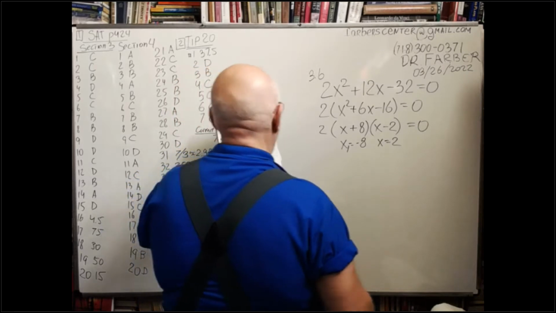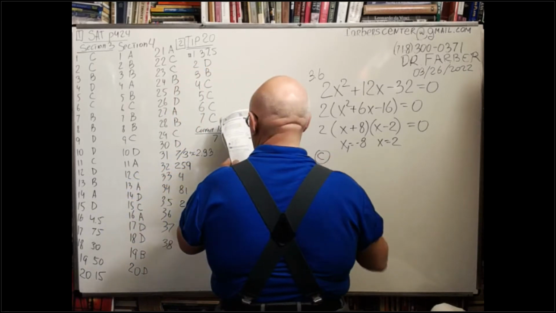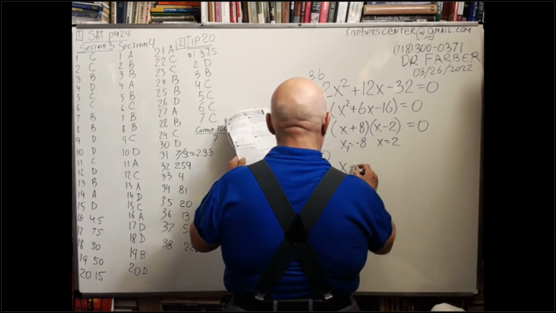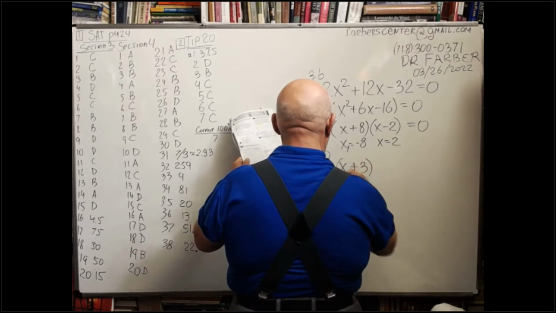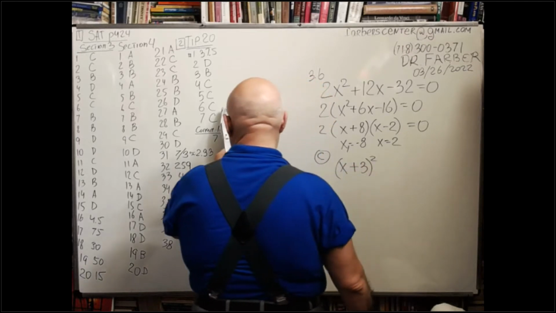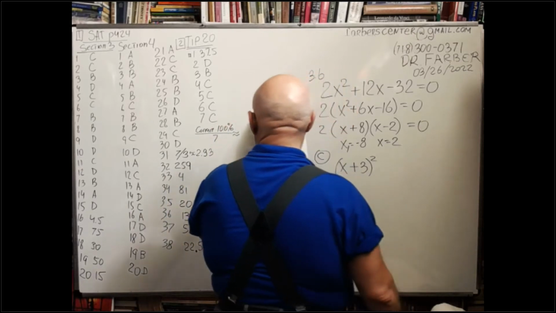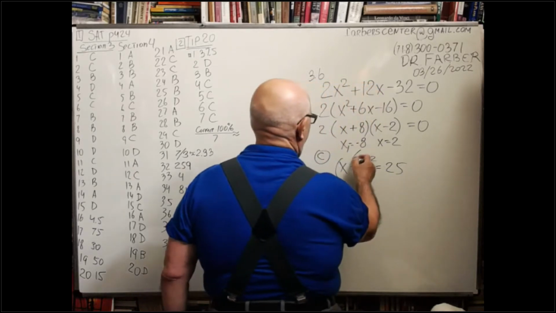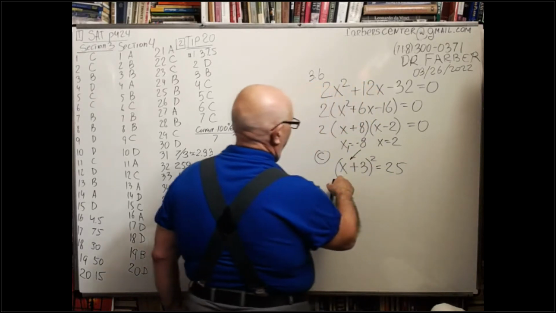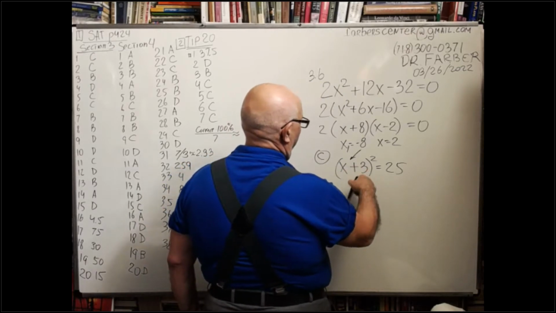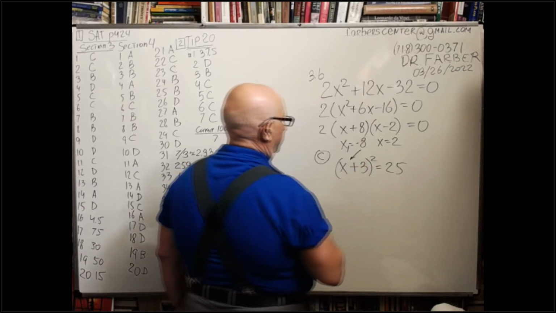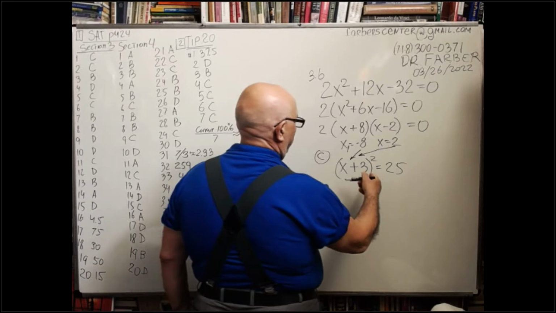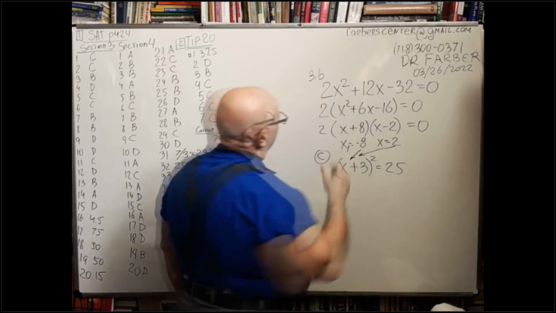Because when you plug in C, one of these ways. And what is C? x plus 3 to the second equals what? 25. For instance, plug in negative 8. Negative 8 plus 3 is negative 5. Negative 5 to the second power is 25. Plug in this one: 2 plus 3, 5 to the second power, 25. Yeah, this is the answer.